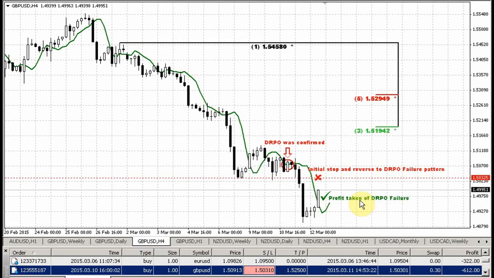So let's start from the beginning. We've got a very nice double repo setup, because we have a nice thrust down, a close above the 3x3, and the market hasn't quite reached the 3.8 resistance. That's a necessary condition for the double repo pattern.